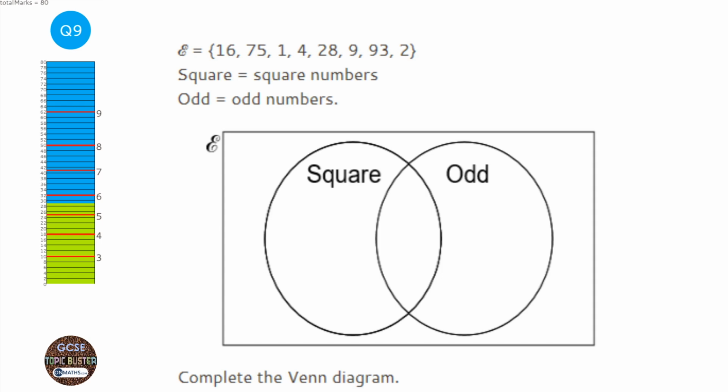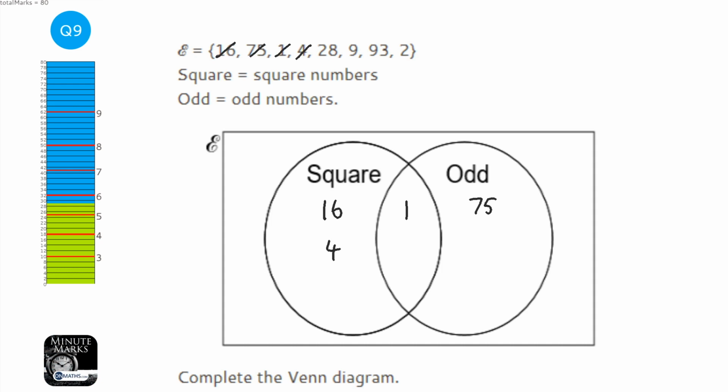So we're going to start off with the 16. Now, 16 is a square number, but it's not odd. So I'm going to leave that here. 75. Now 75 is not a square number, but it is odd. So I'm going to put that there. Now 1 is a square number and it's odd, so that's going to go in the middle. 4 is a square number, but it's not odd.